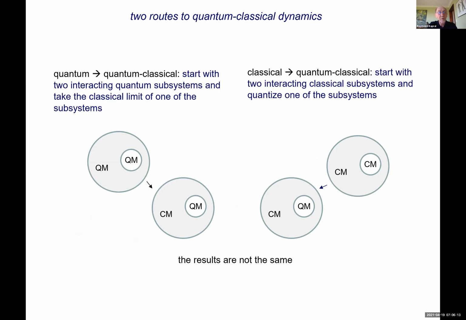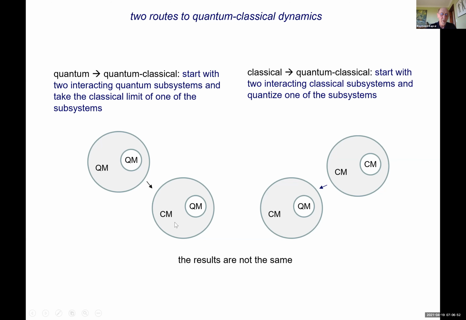So as I said, I'm going to look at two routes to constructing quantum classical theories. And the first route is what's often considered the usual route. You start with a quantum system and you basically convert that to a quantum classical system by taking the classical limit of one of the subsystems. So I'm going to be dealing with bipartite systems where the quantum mechanical system is partitioned into a subsystem of interest and a quantum mechanical bath. And in this limit, we take a classical limit of the bath.